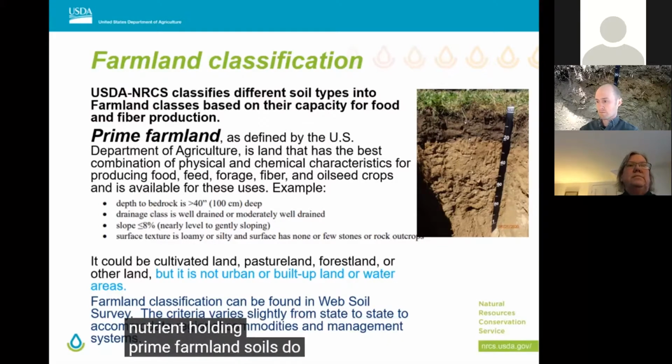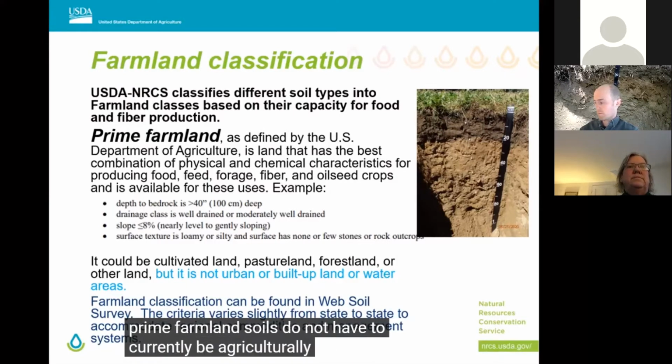Prime farmland soils do not have to currently be agriculturally managed, that is, they could currently be in forest, but they cannot be built up or covered with impervious surface.